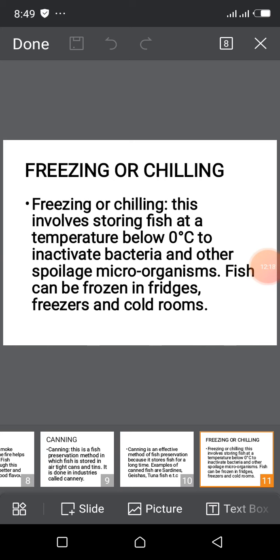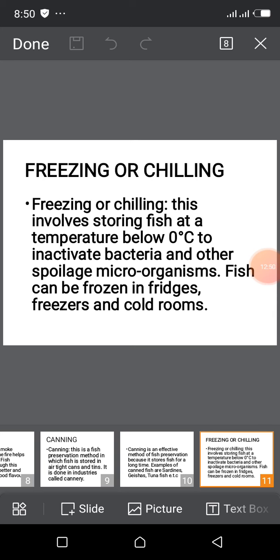Now, we proceed to another fish preservation method, which is freezing or chilling. Freezing involves storing fish at a temperature below 0 degrees C to inactivate bacteria and other spoilage microorganisms. Let me explain. Inactivate means to make bacteria and other spoilage microorganisms not active.